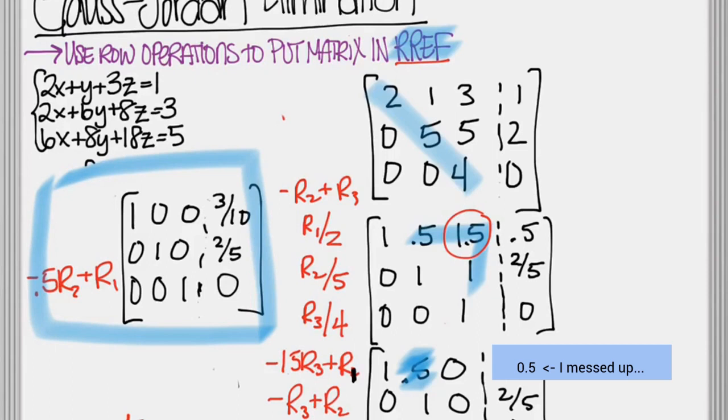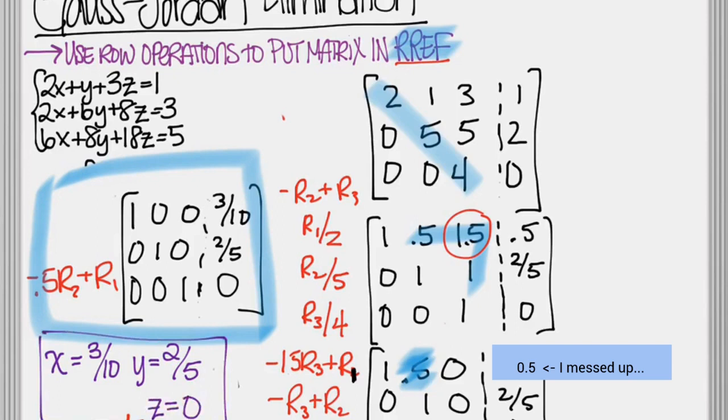All right, so then this is successfully our reduced row echelon form, which is our goal. And hopefully we can see from here, from reduced row echelon form, to get our final answer is super easy because I have 3 equations with only one variable each. So I'm going to get x equals 3/10, y equals 2/5, and z equals 0. So that would be my solution for this matrix.